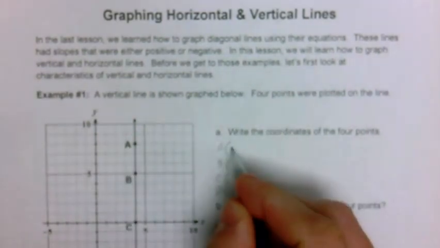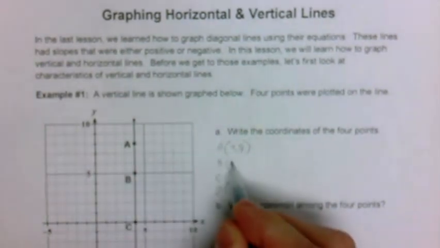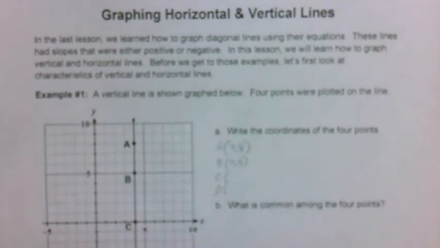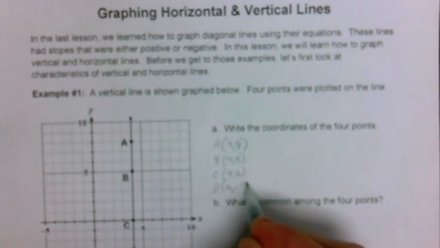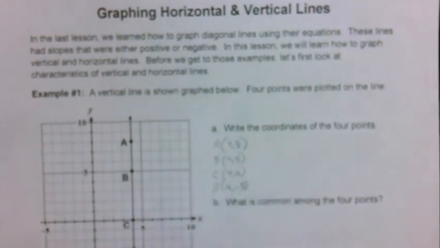All right, well, point A, from the origin, we go 4 units to the right and then 8 units up. So A is at 4, comma 8. Point B, we go 4 units to the right and 5 units up, 4, comma 5. Point C, we just move 4 units to the right and stay there, 4, comma 0. And then point D, 4 units to the right and 3 units down, 4 comma -3.